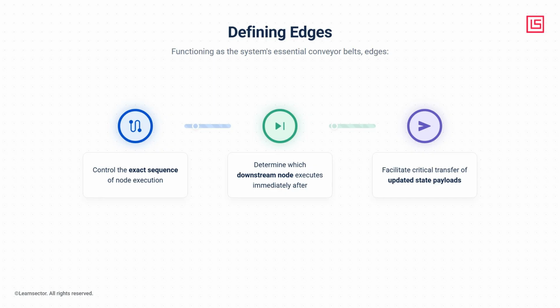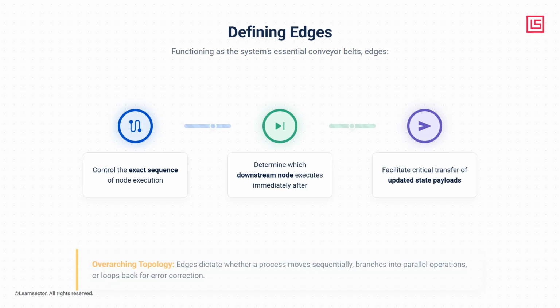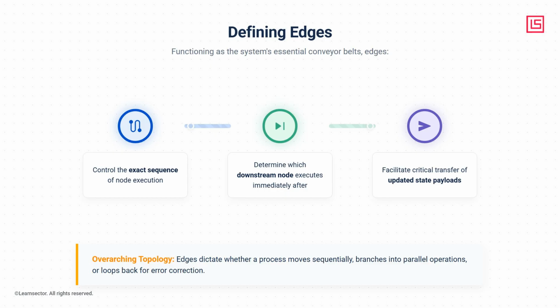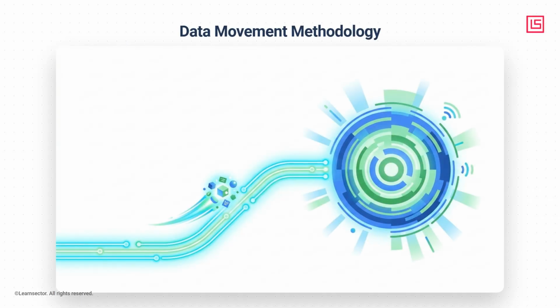By defining these connections, edges establish the overarching topology and directionality of your entire workflow. They dictate whether a process moves in a straightforward sequence, branches out into parallel operations, or loops back upon itself for error correction. Let us look at the data movement methodology to understand how state payloads travel through this architecture. The rule is that payloads must move continuously along edges to ensure contextual memory remains perfectly current.